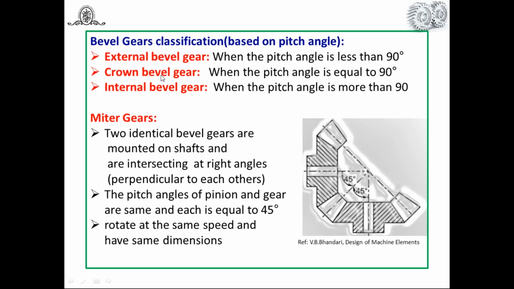Now here, 3 classifications are given. One is the external bevel gear, second one is the crown bevel gear, and third one is the internal bevel gear. When this pitch angle is less than 90 degrees, you can say it's an external bevel gear. When pitch angle is equal to 90 degrees for any one of the gears, then you can say it's a crown bevel gear. And when pitch angle is more than 90, you can say internal bevel gear.